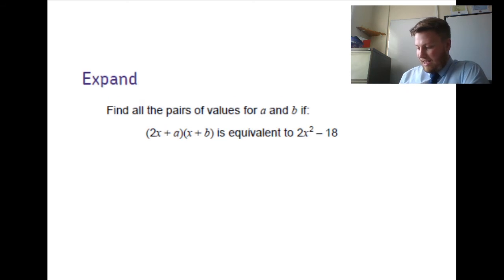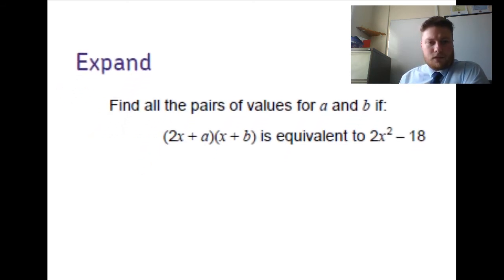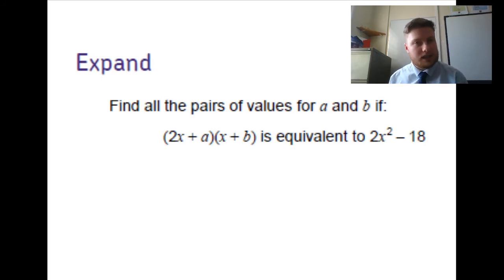So some algebra now. Expand. We want to find all the pairs of values for a and b if (2x + a) multiplied by (x + b) is equivalent to 2x² − 18. Okay, there's a lot going on here. This is a tricky question, a typical AO3 sort of question where they're not giving you much direction. You've got to try and work it out.